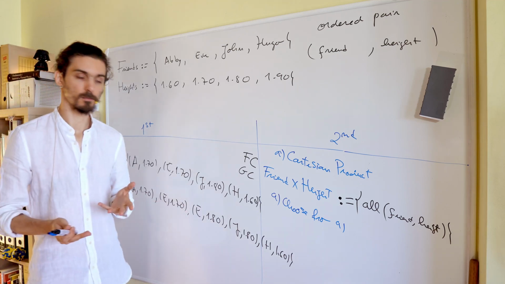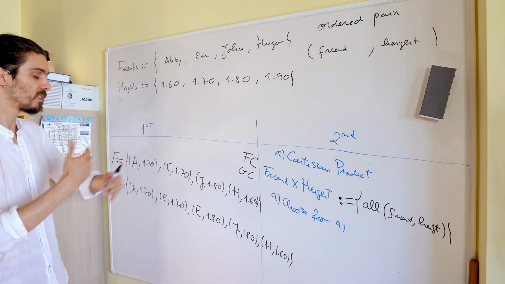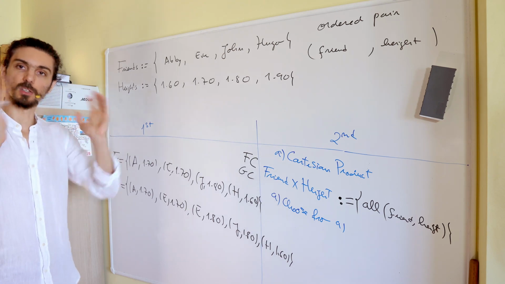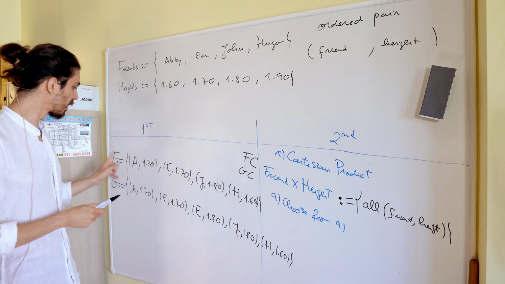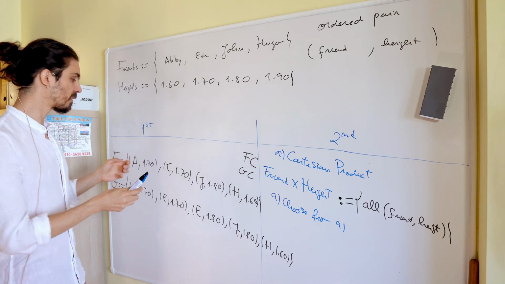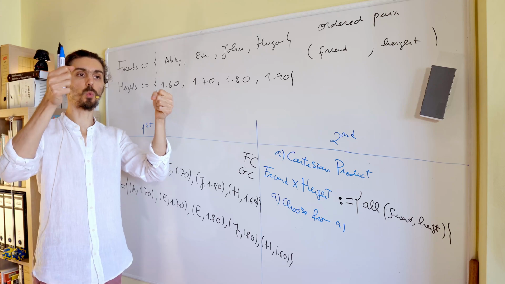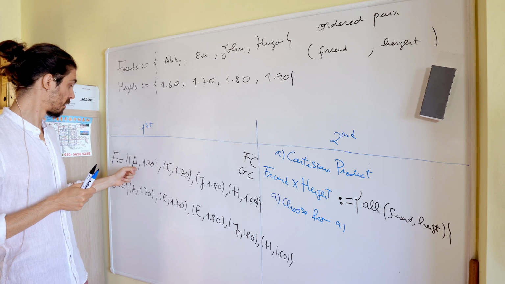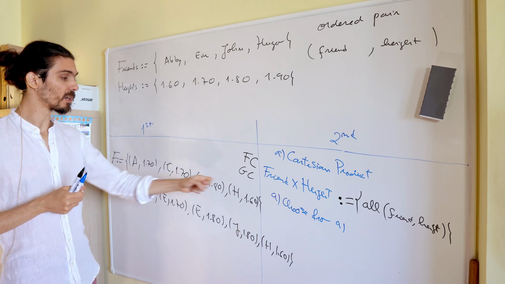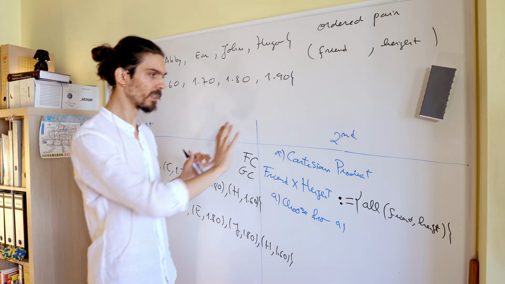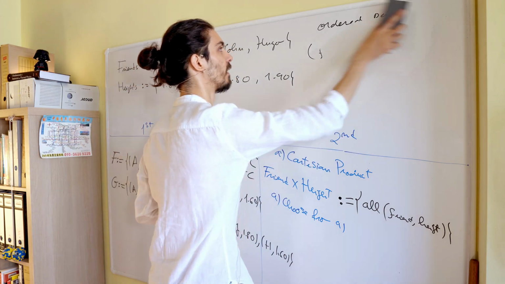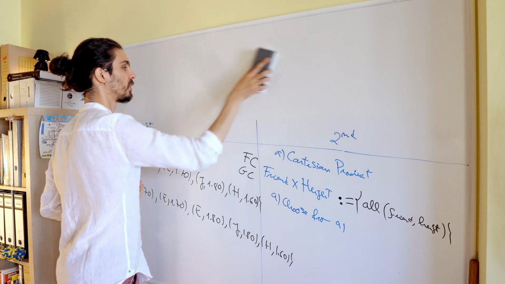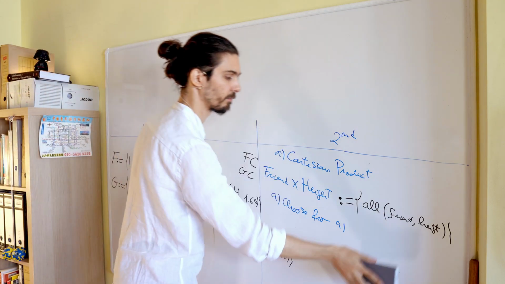Eve appears twice. Okay? So this is another way to distinguish whether you are talking about a function or just a generic relation. Functions have that property: the first entry is assigned unquestionably to a second entry, or said in other words, the first entry only appears one time.